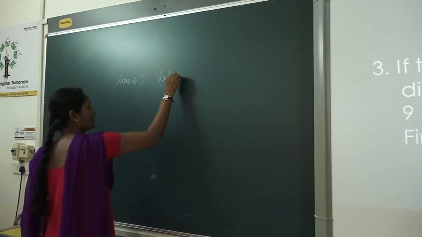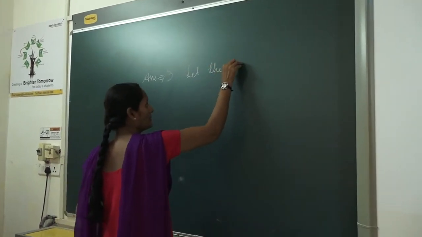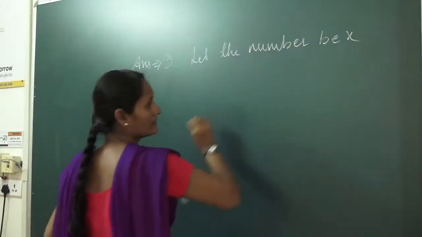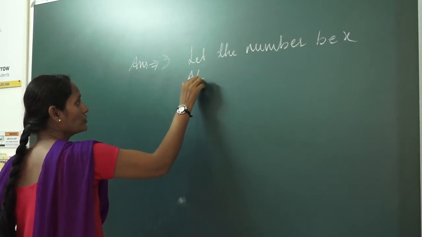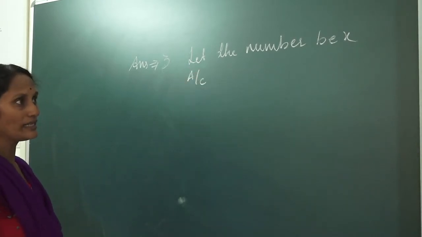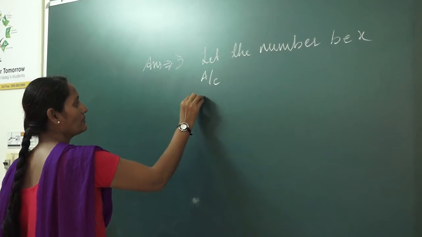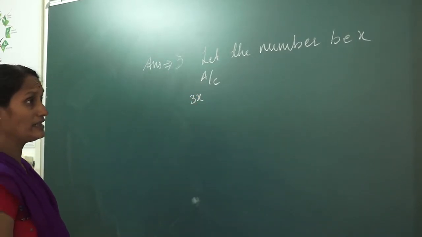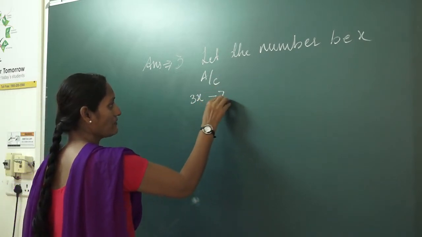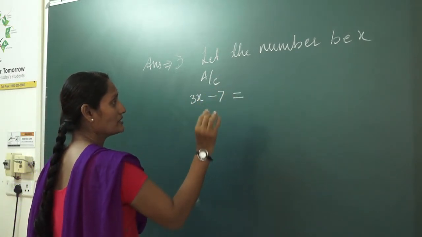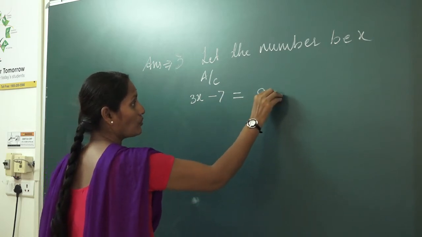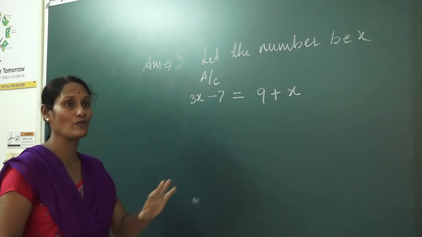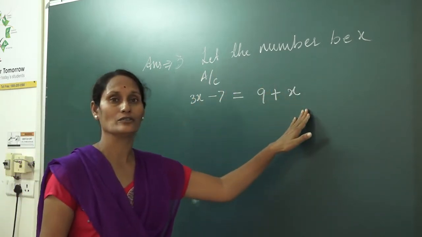Let the number be x. According to the question, or according to condition, we can write down thrice a number, 3x, is diminished, means minus 7. The result is equal to 9 more, means plus the number. Now here, this is not a new form for you. Here is also a variable. Here is also a variable.